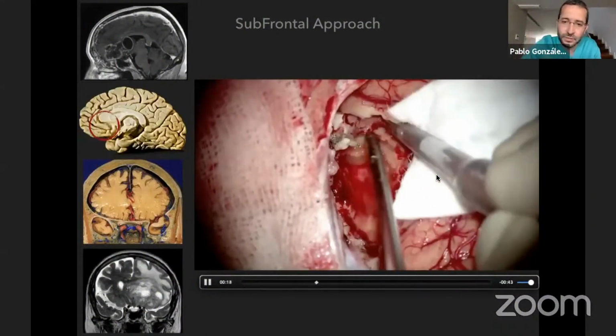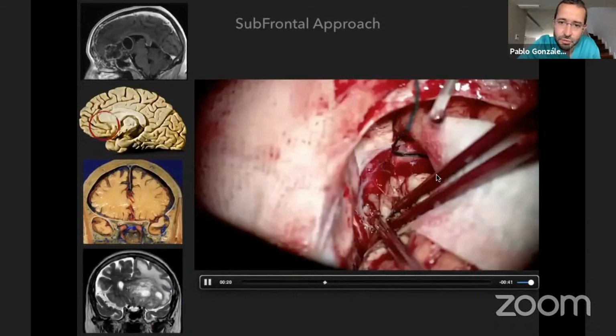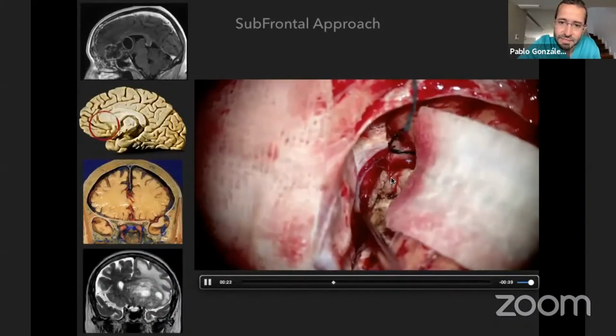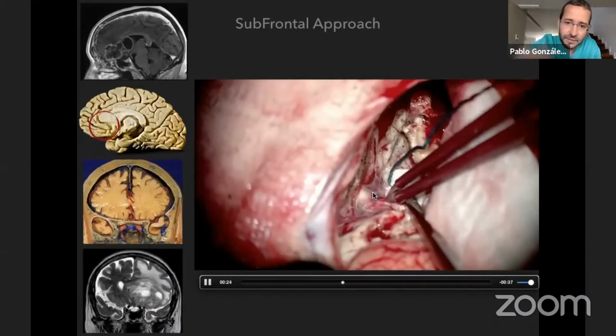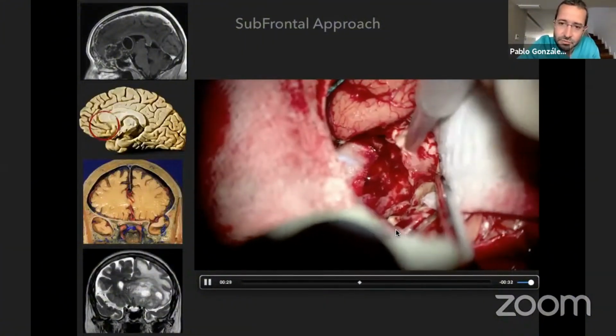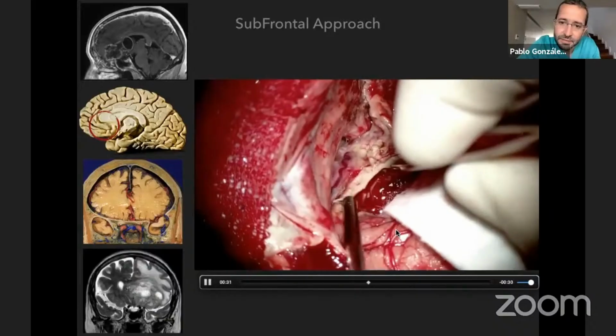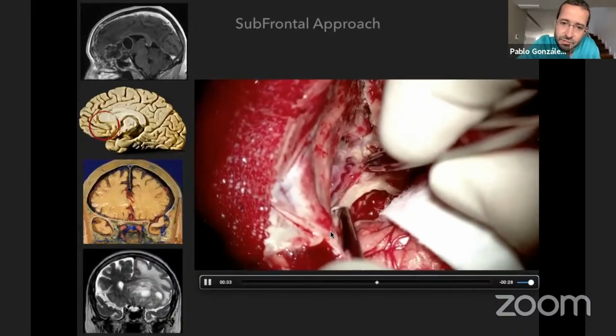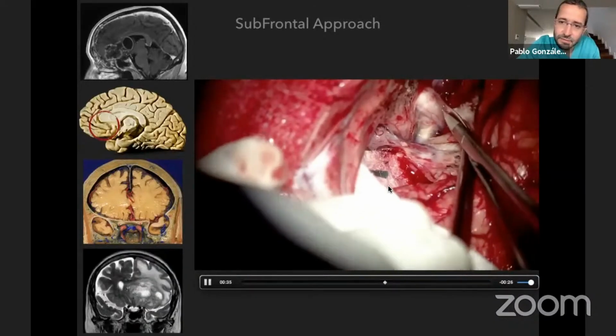This is a small craniotype, but it's going to be, as I will try to show you, very interesting in order to deal with the most medial and the most lateral part. This is the optic nerve. This is the olfactory nerve, which was completely surrounded by the tumor itself. And this is the Sylvian fissure seen from the frontal aspect.